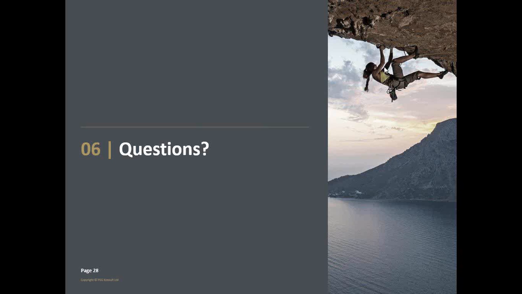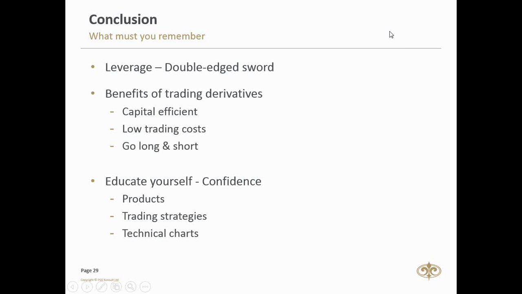Okay, that looks like it's all the questions. Thanks a lot. Okay, just quickly to wrap it up. What you must remember from this presentation: leverage is a double-edged sword. If the market moves in your favor, great, you're making money. If it moves against you, just understand that you need to top up the variation margin. So it's a double-edged sword. Understand how that works, then you'll be way ahead of the crowd.